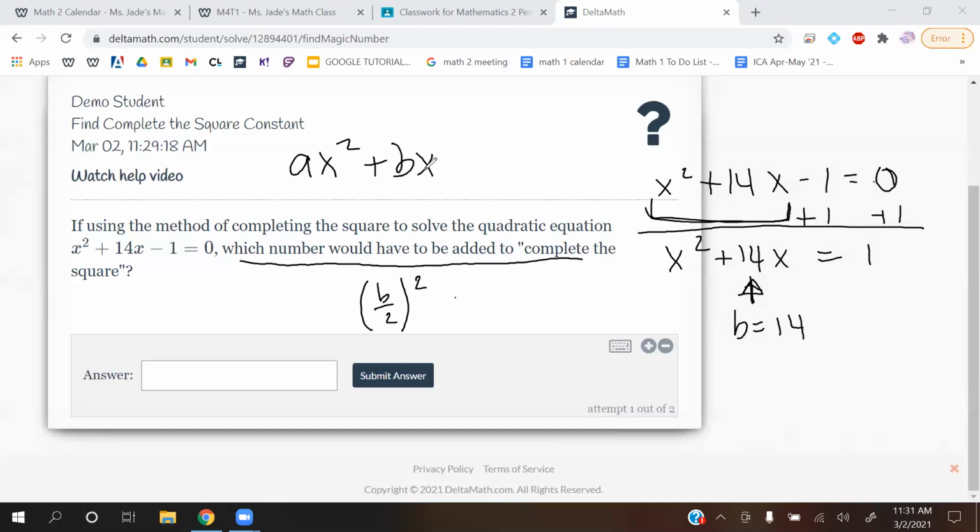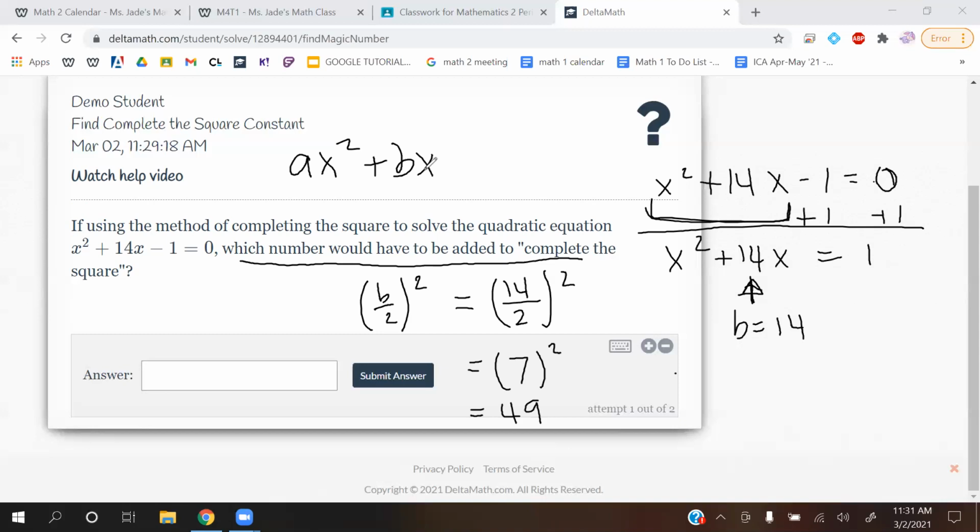What is b divided by 2 squared? B is 14, right? Because that's the number in front of x. You're going to divide it by 2, and we're going to square it. So 14 divided by 2 is 7. So we're going to square 7. So the number we are going to add to both sides is 7 squared, also known as 49.